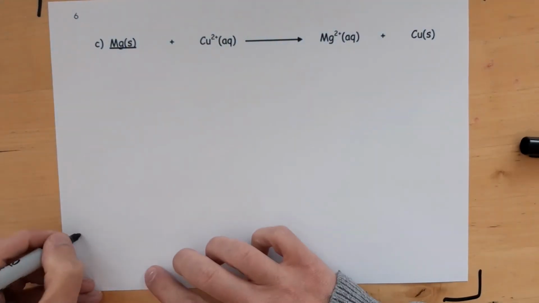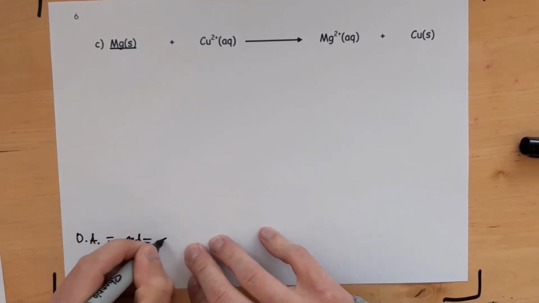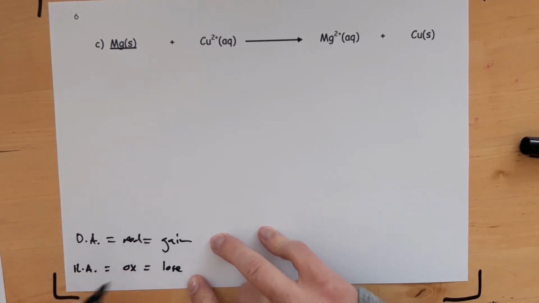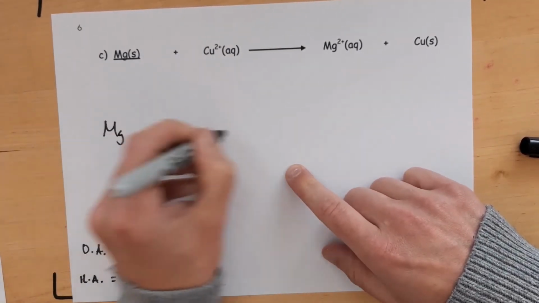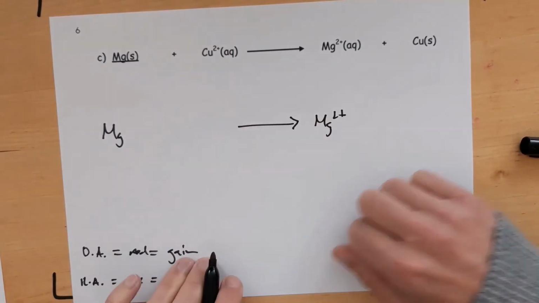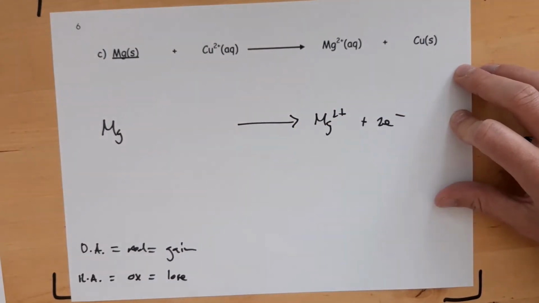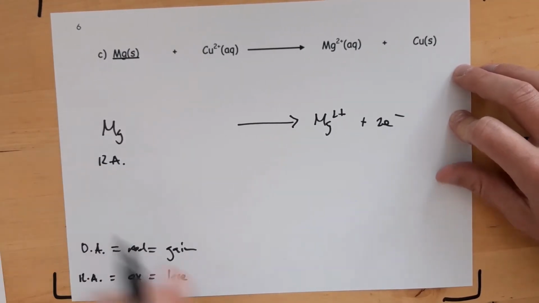Again, just to remind ourselves, oxidizing agent equals reduced equals gained. Reducing agent equals oxidized equals lost or loses. Okay, so we're talking about Mg, and that is turning into Mg2 plus. This magnesium here must have lost electrons. So therefore, losing electrons, oxidized, therefore this is the reducing agent.